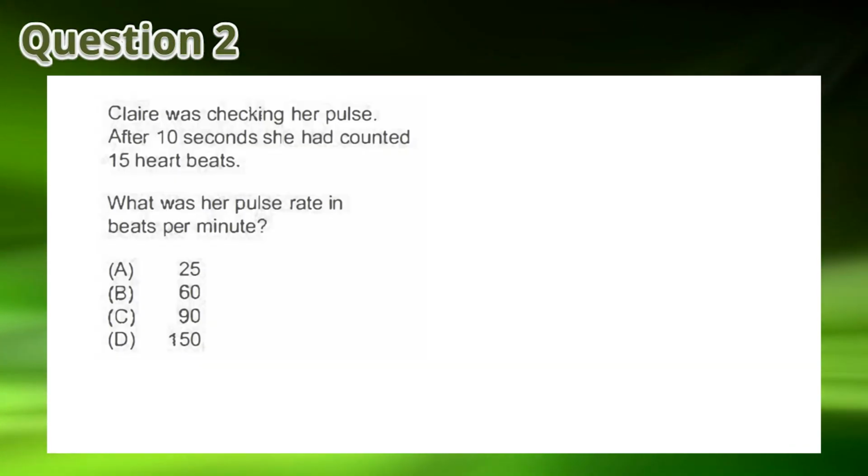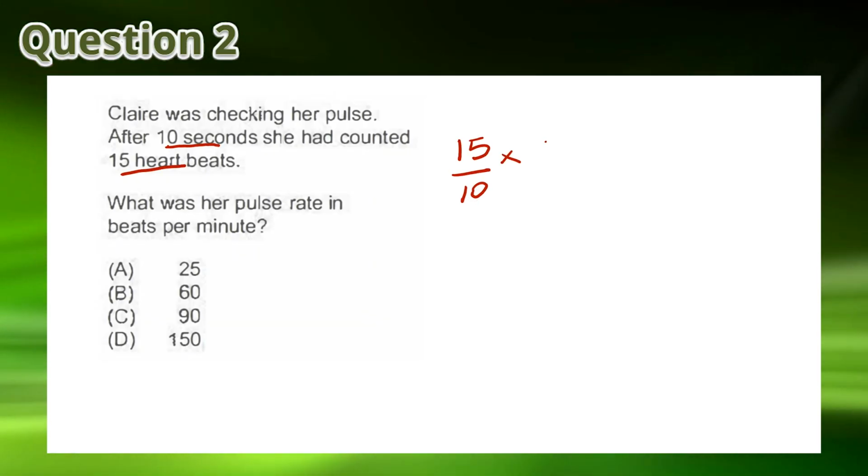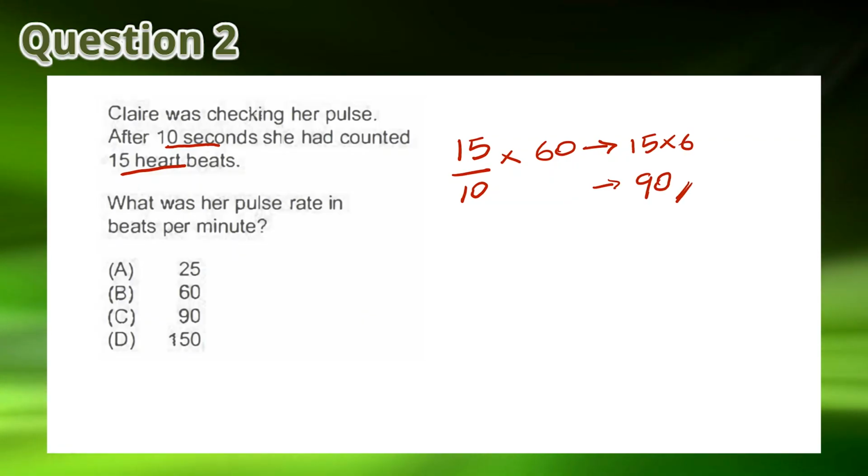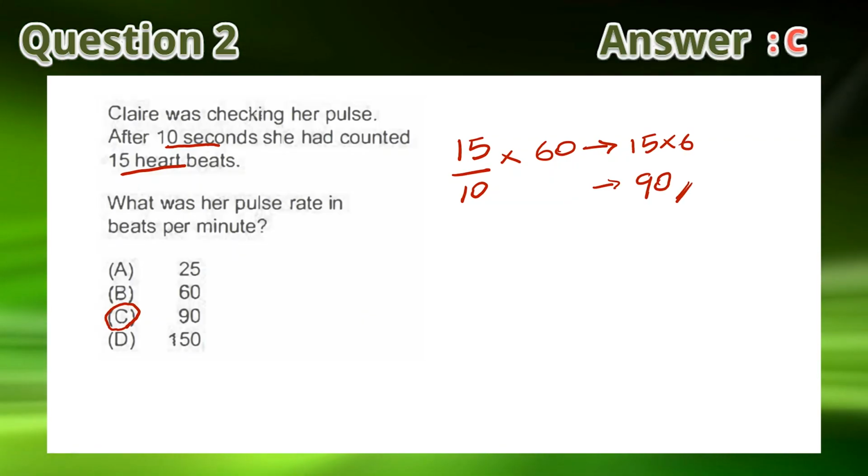If Claire's pulse is 15 heartbeats per second and there are 60 seconds in a minute, her pulse rate in beats per minute will be 15 divided by 10 multiplied by 60, which is 90. So the answer is C.